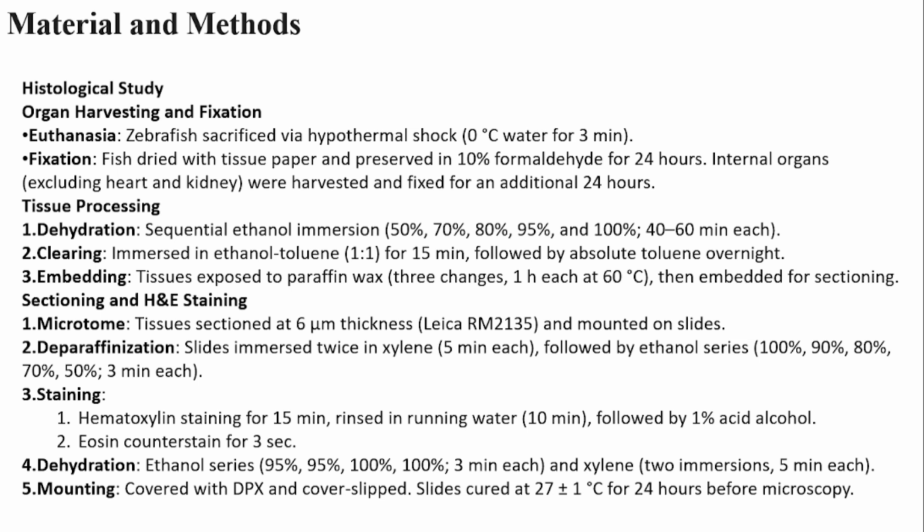And to do that, we have to harvest the organs and do fixation. To harvest the organs, we sacrifice the zebrafish using hypothermal shock. Then for the fixation, the fish is dried in tissue papers and preserved in 10% formaldehyde for 24 hours. Internal organs, excluding the heart and kidneys, were harvested and fixed for an additional 24 hours. Next is the tissue processing, including dehydration, clearing, and embedding, and the final step is sectioning and H&E staining.